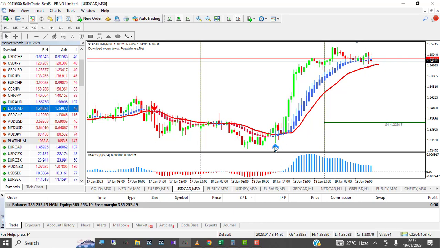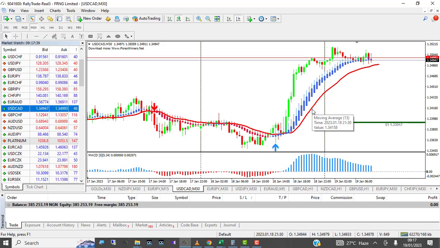The first one we said is EMA. The second one is the MACD. The third one we're going to look at is the moving average. This red line here is the moving average. As you can see, this is moving average 13.